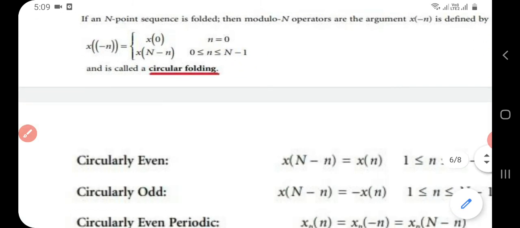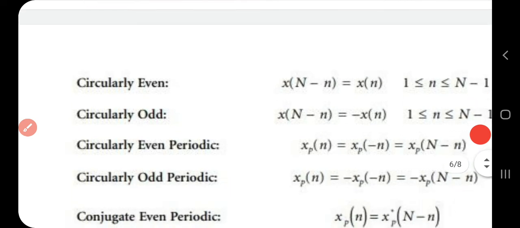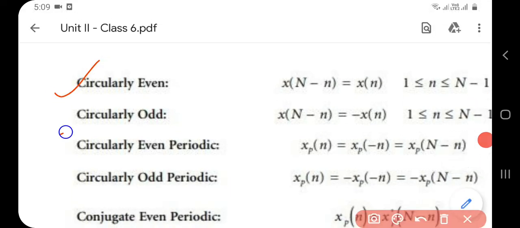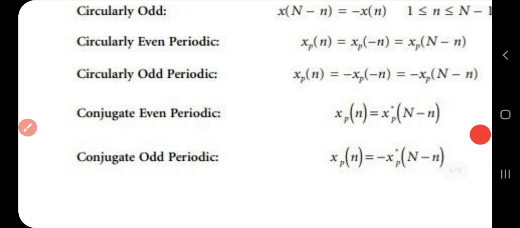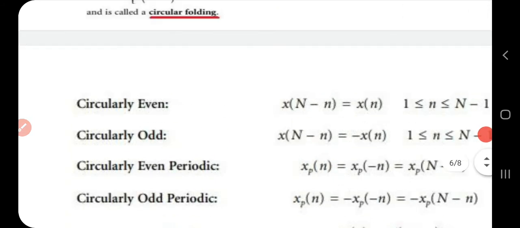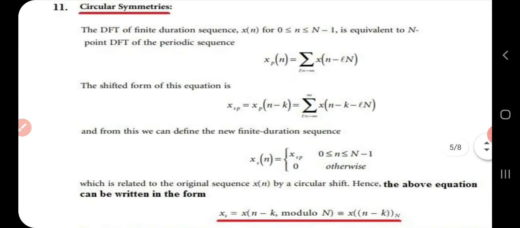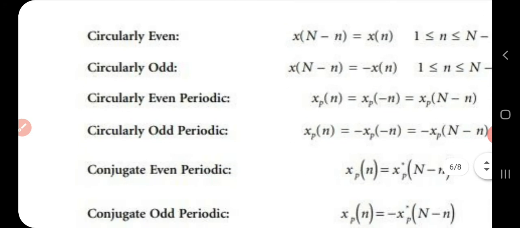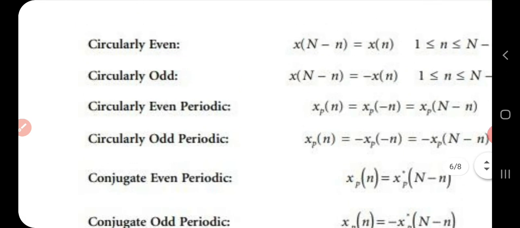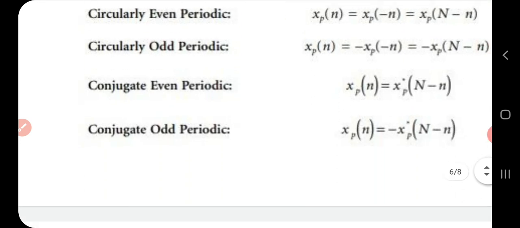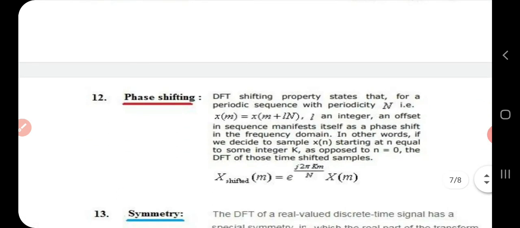Then similarly you can perform many other operations. One is circular folding, circularly even, circularly odd, circularly even periodic, circularly odd periodic, conjugate even periodic, and so on. Conjugate odd periodic. Just study the expressions. Okay. So give more importance to this particular section, the circular symmetries, and these are the various types of forms. So just study one or two from this. If it is easy to study, then you can study the full part.